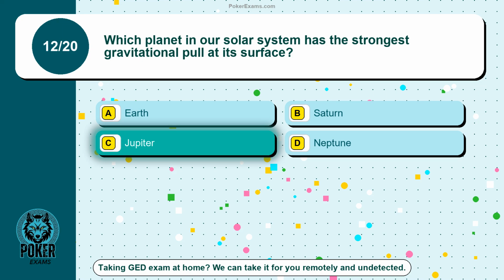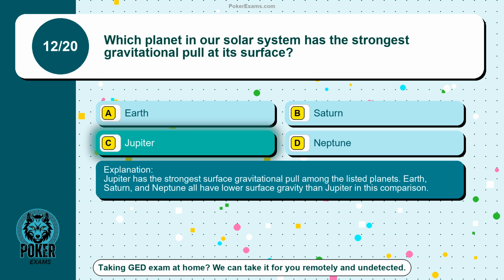The correct answer is option C. Jupiter. Jupiter has the strongest surface gravitational pull among the listed planets. Earth, Saturn, and Neptune all have lower surface gravity than Jupiter in this comparison.